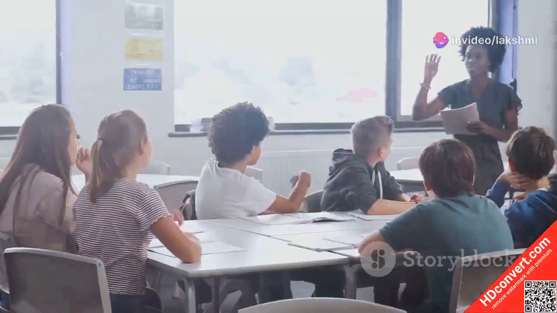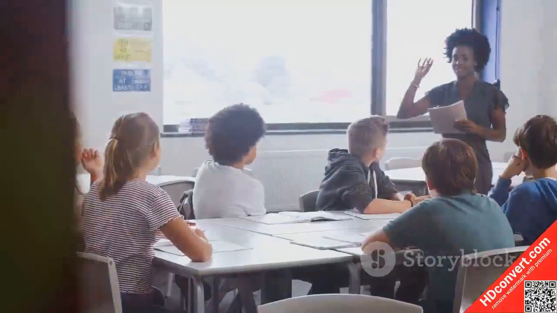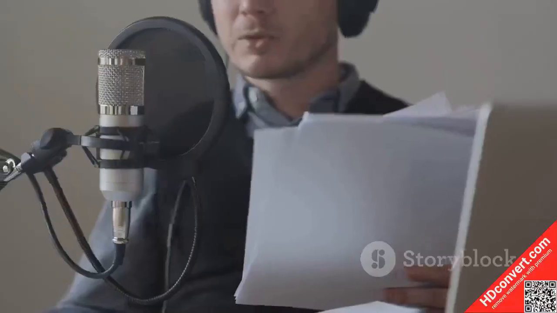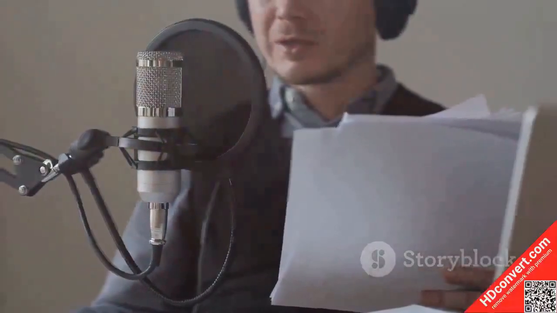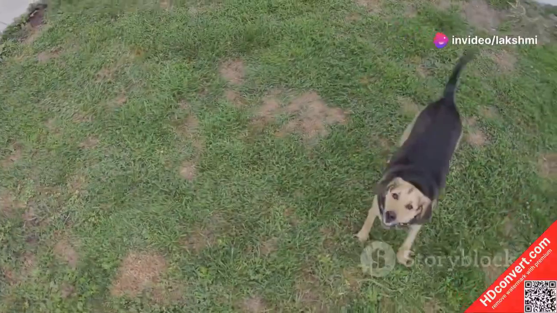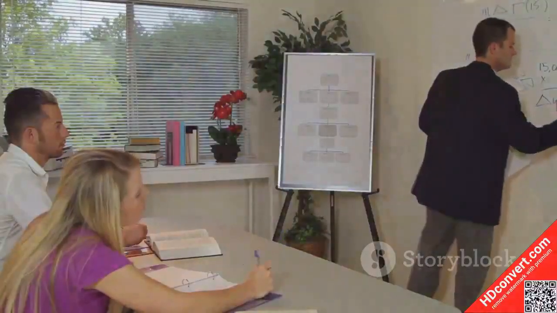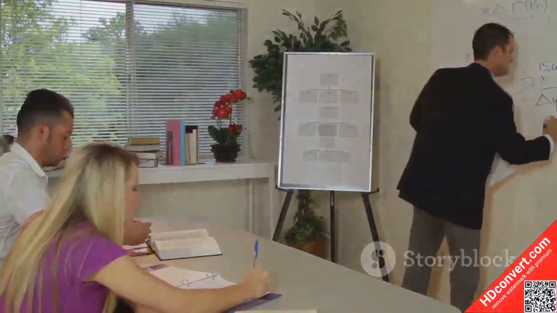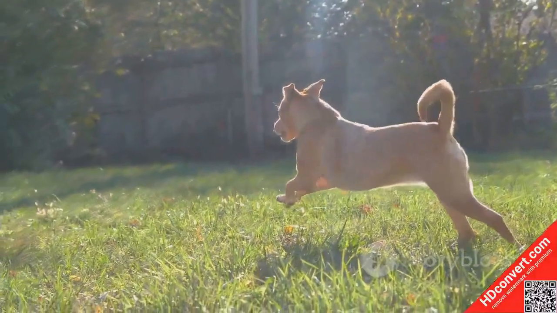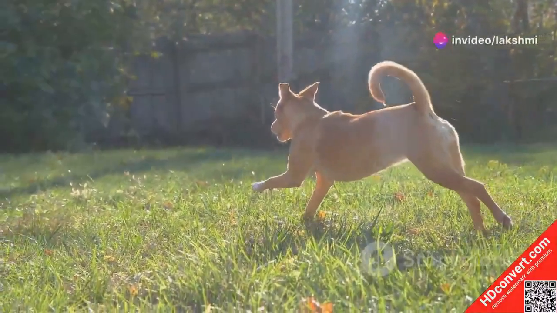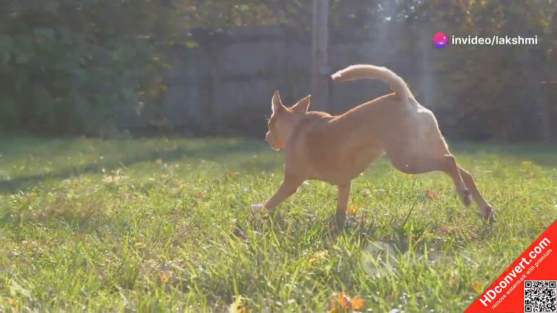Active voice is the most common and straightforward form of sentence construction in English. In an active sentence, the subject performs the action expressed by the verb, making the sentence direct and dynamic. For example, consider the sentence, "The dog chased the ball." Here, dog is the subject, chased is the verb, and ball is the object. The subject, dog, is actively performing the action of chasing, making the sentence vivid and clear.